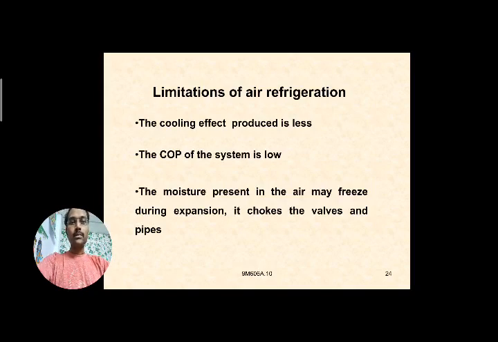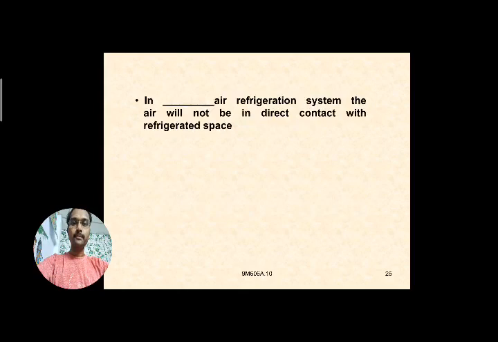the moisture present in the air, as I already discussed regarding open cycle air refrigeration, may freeze during expansion. So during expansion, further expansion will take place. Very low temperatures are created through the pipes of the expansion valve, or at the walls of the expander, where due to the presence of moisture, it may clog the pipes and choke the valves. Damage may occur to whatever parts are present in the open cycle air refrigeration components. These are the few limitations of air refrigeration.